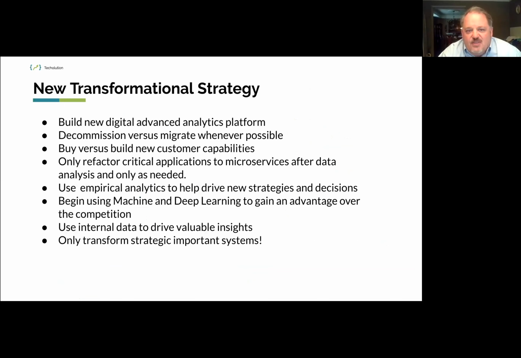Now let me just fill you in. Like I said, I'll just go over some real high points on this once again. Once again, the new strategy is to build the analytics platform, decom versus migrate, buy versus build, only refactor what you really need. Obviously, get into ML and AI as quickly as possible, use empirical decision making. All that stuff I have already talked about. Let me share with you my last implementation I did of one of these. And I think this closes my component of the presentation.